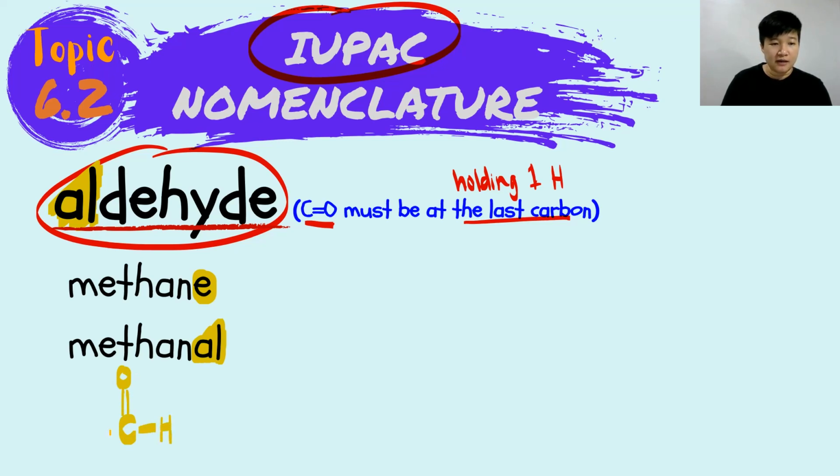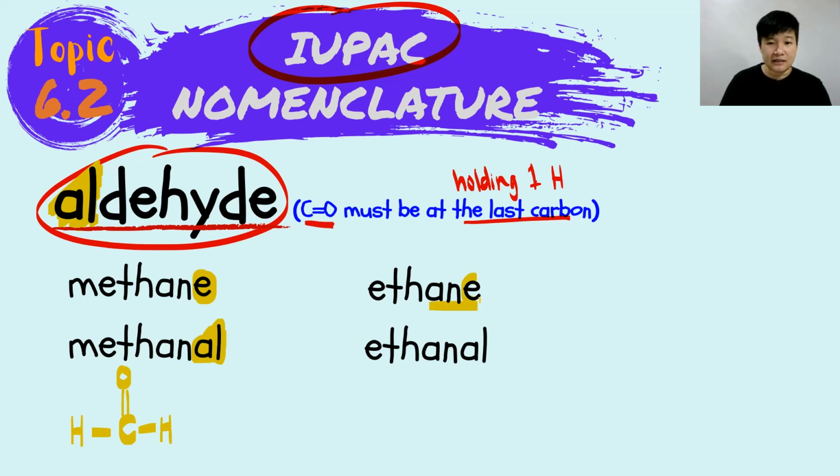So methane to become methanal is actually a one carbon aldehyde. One carbon aldehyde looks something like this. Another example, you have your ethane, the E at the back changing to Al over here. Ethane to become ethanal is your 2 carbon aldehyde. So that is your aldehyde. We already have one carbon, another carbon CH3. So that is your ethane to become ethanal, 2 carbon aldehyde.